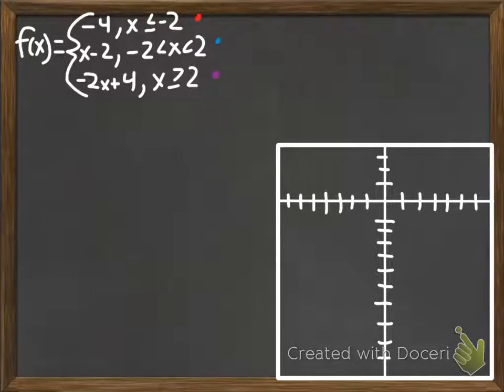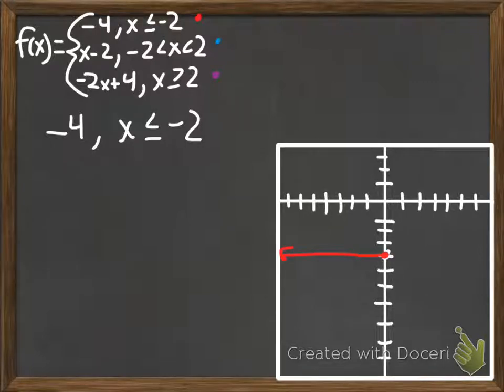So we're going to graph each of these individually. So we have negative 4 if x is less than or equal to negative 2. So this is a y equals. So we go down to negative 4. It's right there. I need to change that to red. It's right there.